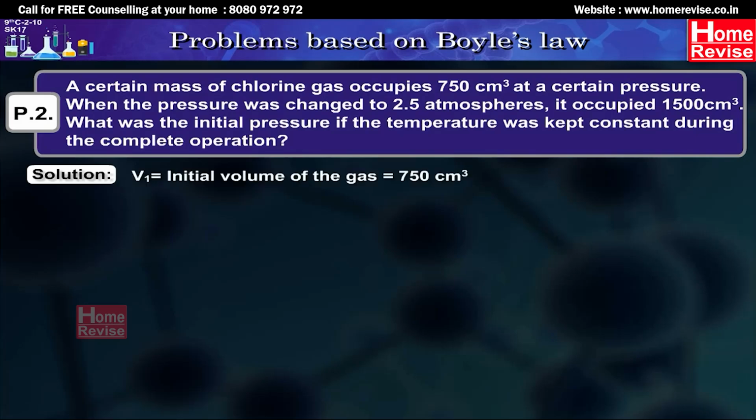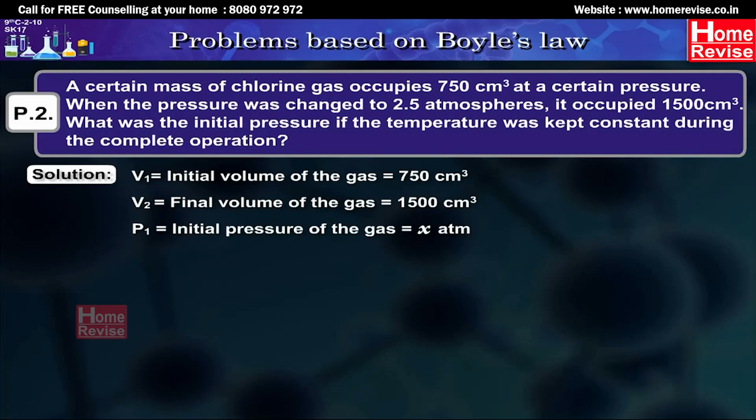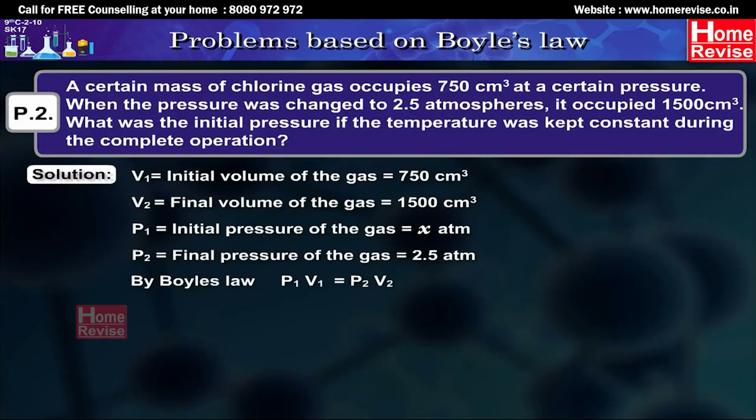Solution: V1 is equal to the initial volume of the gas, which equals 750 centimeter cube. V2 is equal to the final volume of the gas, which equals 1500 centimeter cube. What is P1, the initial pressure of the gas in atmospheres? P2 is equal to the final pressure of the gas, which equals 2.5 atmospheres. By Boyle's law, P1 V1 is equal to P2 V2.